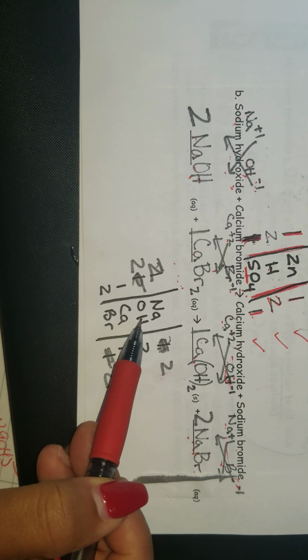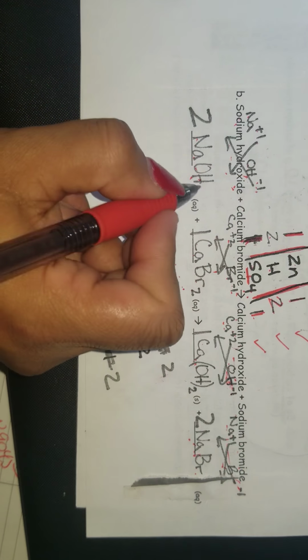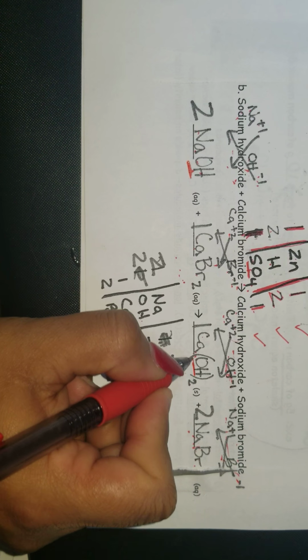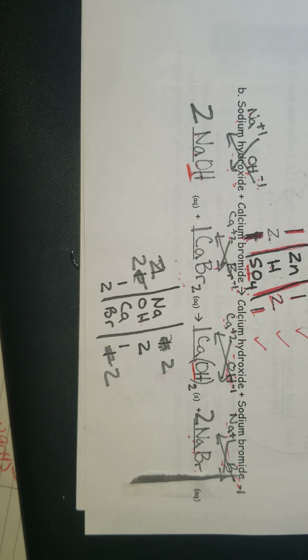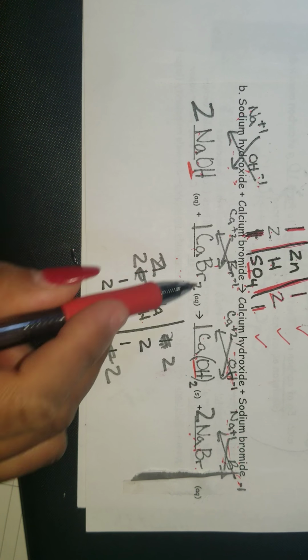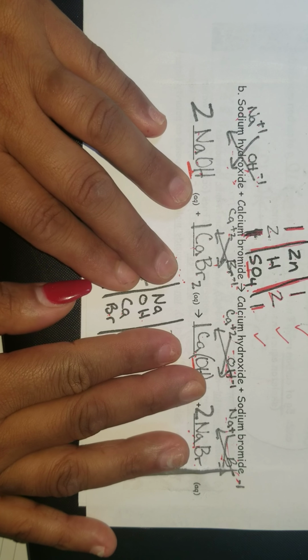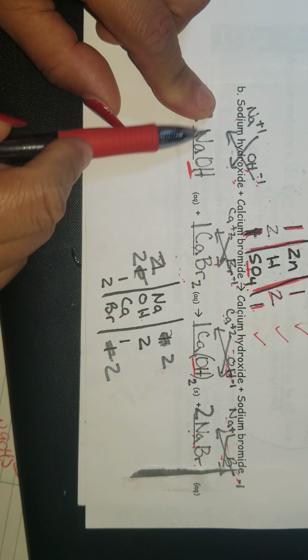We have Na, OH, I wrote down the polyatomic as one unit because look, here it is here, and here it is here. Could I break the oxygen and hydrogen? I could, but it's easier to keep them as one group. Calcium and Br. So those are the 4 different elements. Now let's look. 1 times 1 is 1.